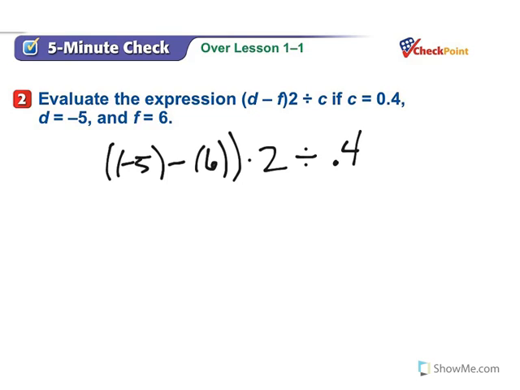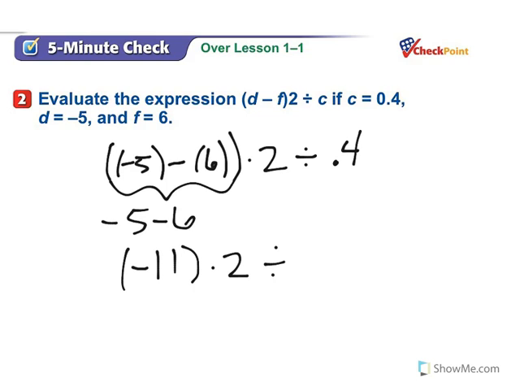According to the order of operations, we're going to do the parentheses first. We have negative 5 minus 6, which is negative 11, times 2 divided by 0.4. As you can see, we have multiplication here and then division. Well, multiplication and division are along the same lines, so what you'll do here is just go from left to right.